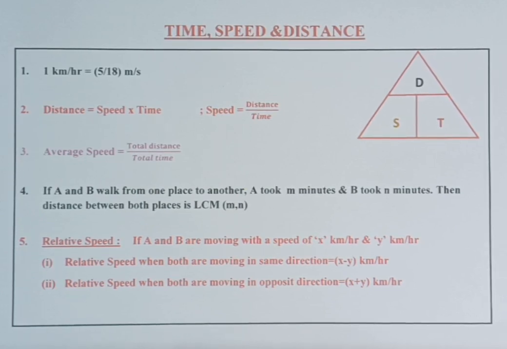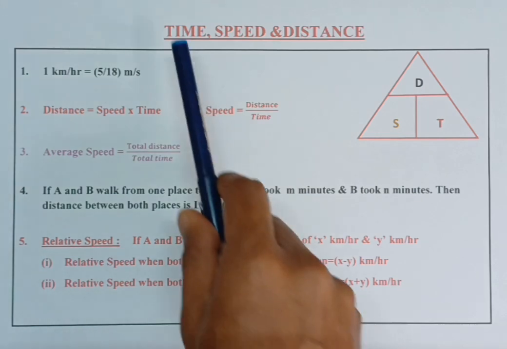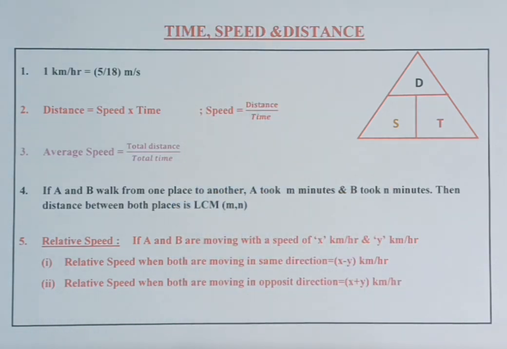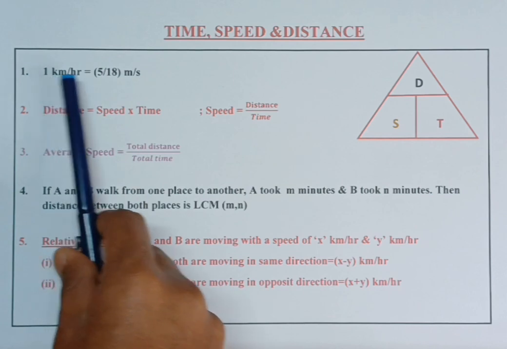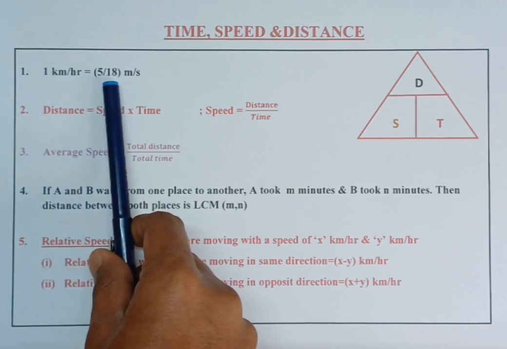As part of Let's Crack GATE 2025 video series, today we are going to learn the topic time, speed and distance. This is a very familiar topic as we are learning it from our lower classes. First of all, the relation between kilometer per hour and meter per second. 1 kilometer per hour is equal to 5 by 18 meter per second.